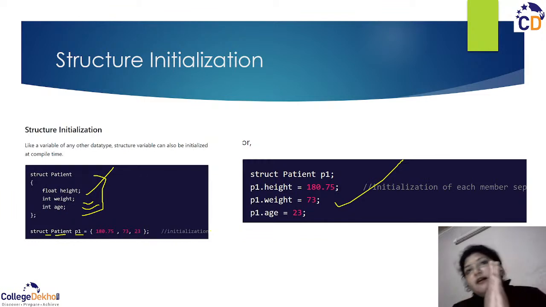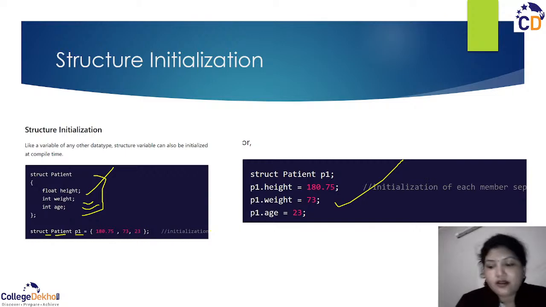once we have done with our variable declaration, like struct patient and patient1, now you can give the values at this time only, or you may do this thing after you have declared it, like in the second method what we have done. Once we have declared it, now we are just using the dot operator, assigning the values like p1 dot height, p1 dot weight, p1 dot age. So after declaration of that particular variable, now we are assigning the values.